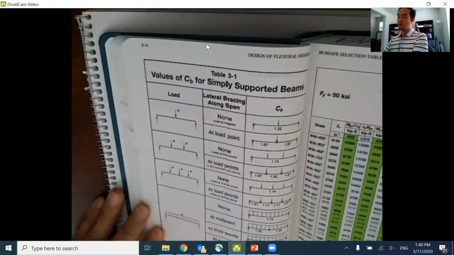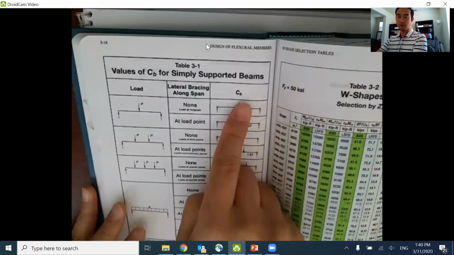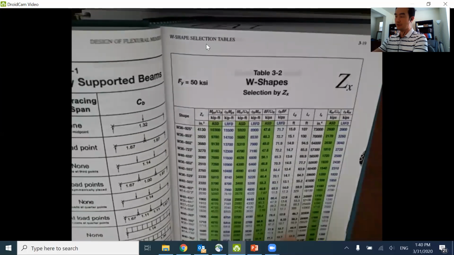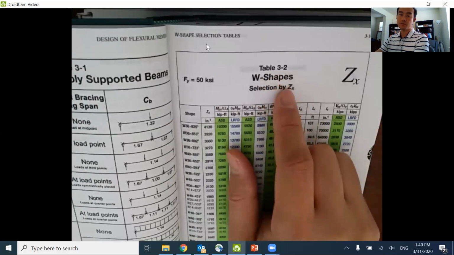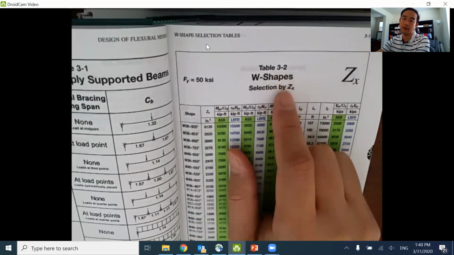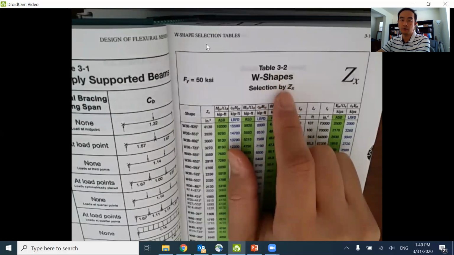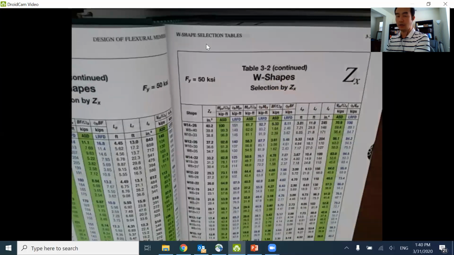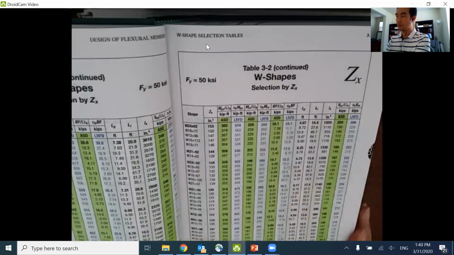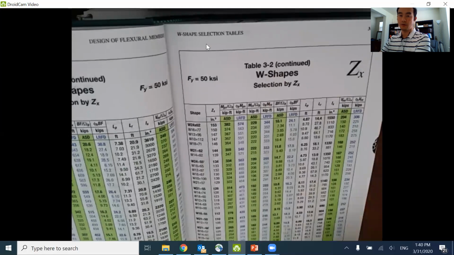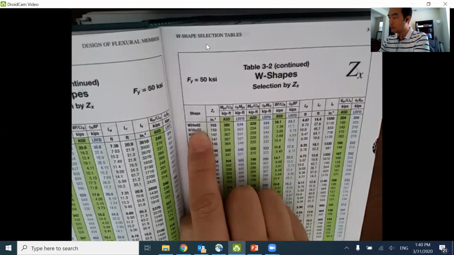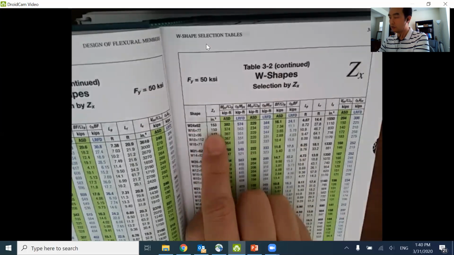We're going to visit Table 3-1 later when we talk about the C sub B value, but that's later. So Table 3-2 is the table for calculating the nominal moment for your beam sections. We can open any page for this example. Here we have, let's say, W24x62. We have a Z, which is the plastic section modulus.